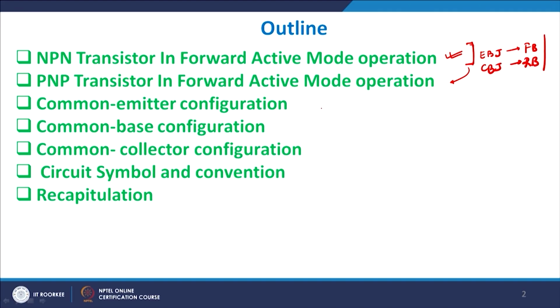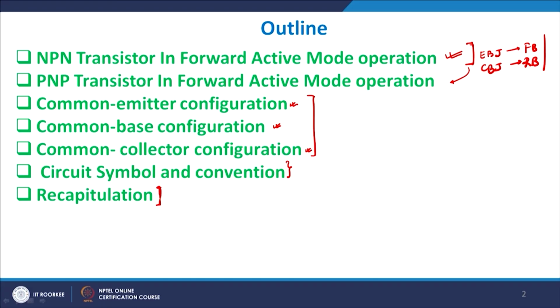So, this is your forward active mode junction which you see. We will also look into the 3 configurations of working of this transistor, which are common emitter, common base and common collector, and then we will see some of the conventions and circuit symbols used, and then we will recapitulate what we have learned across this module.